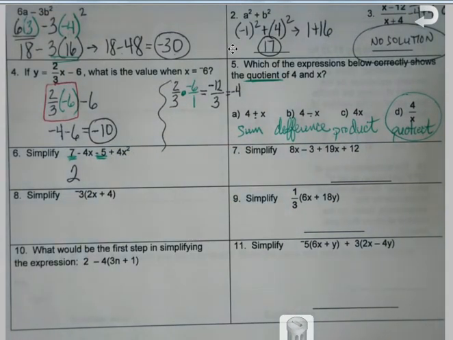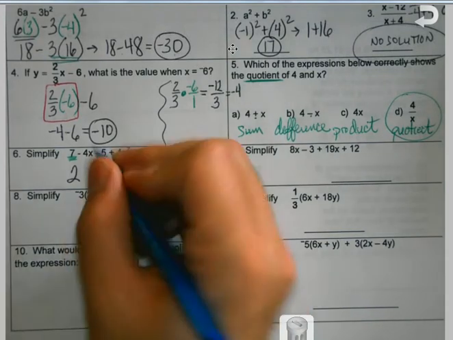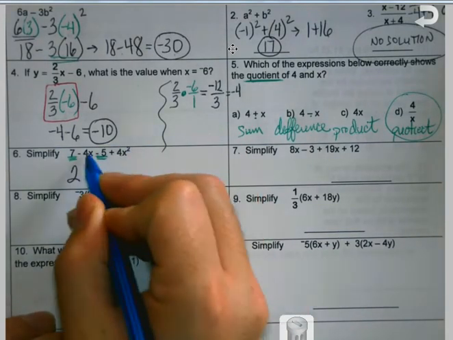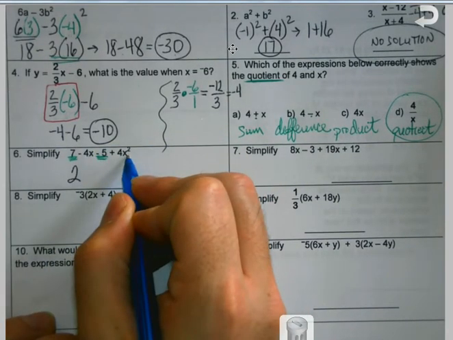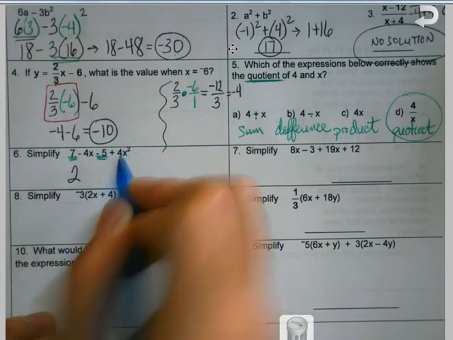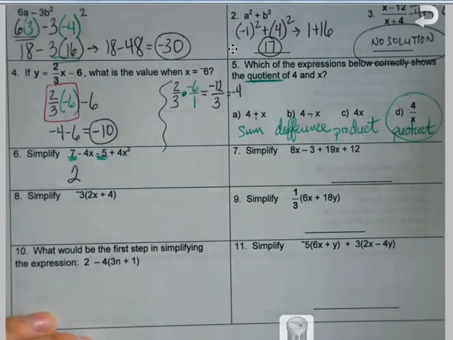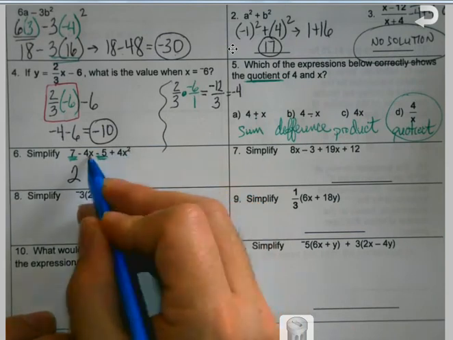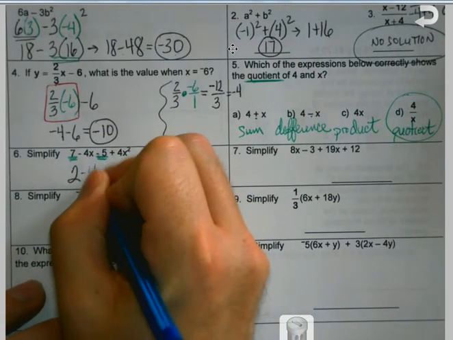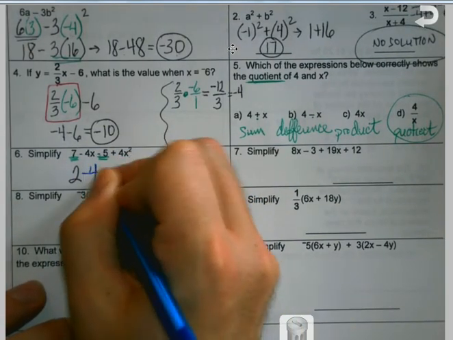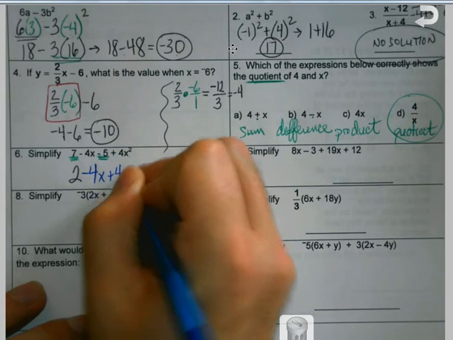But here's the real question in this one. Can I put these two together? No, why not? I see it. Go ahead. Right, this one has a squared and this doesn't. So those have to just stay the way they are.